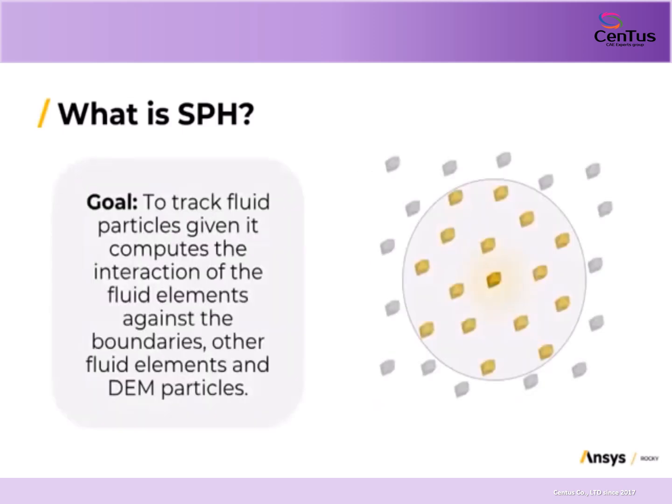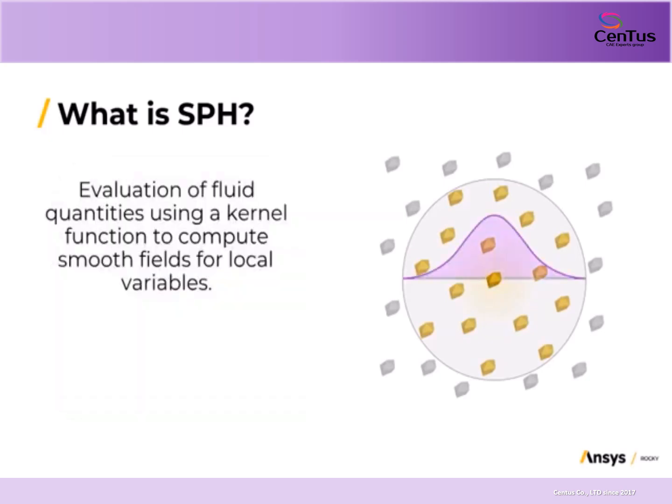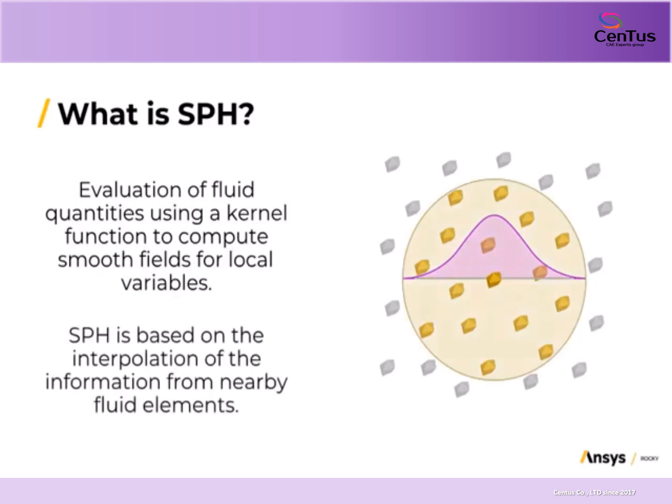The goal of the SPH method is to track fluid particles, given it computes the interaction of the fluid elements against the boundaries, other fluid elements, and DEM particles. The fluid quantities are evaluated using a kernel function that interpolates the information from nearby fluid elements to provide a smooth field for local variables. The information of a single SPH element has no meaning. You need to interpolate the information from nearby fluid elements to extract the information needed.